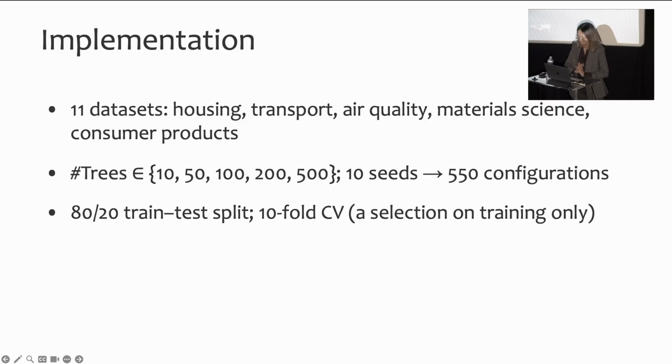And here's what we tested: 11 data sets spanning housing, transportation, air quality, etc. 5 forest sizes, 10, 50, 100, up to 500 trees, each repeated with 10 random seeds. That's 550 configurations in total. We use an 80-20 train-test split for each seed. And cross-validation for A runs entirely within those 80%, so there's no data leakage, and everything you are about to see is purely out-of-sample performance.